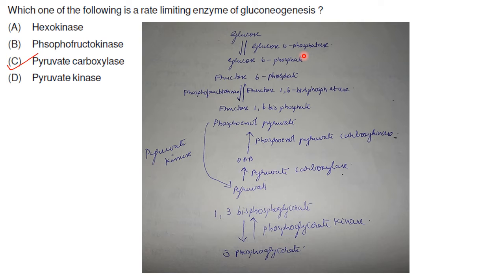So which of the following is a rate limiting enzyme of gluconeogenesis? Is it phosphofructokinase? No. It is involved in glycolysis. Hexokinase also involved in glycolysis. Pyruvate kinase is also involved in glycolysis, whereas pyruvate carboxylase is involved in gluconeogenesis. So answer is option C.